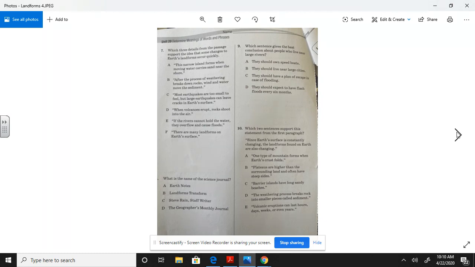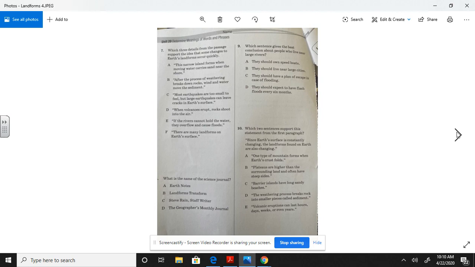This narrow island forms when moving water carries sand near the shore. Is that going to happen quickly? No. After the process of weathering breaks down rocks, wind and water move the sediment. No. And anytime it's saying after the process, we know a process isn't something that really happens quickly. It happens over time. So not B.